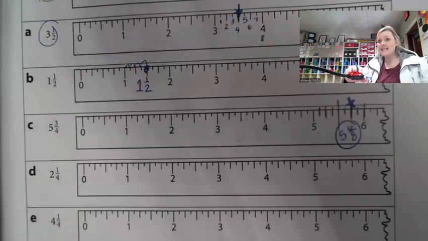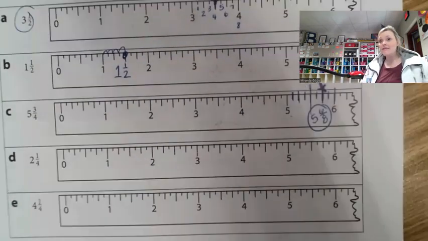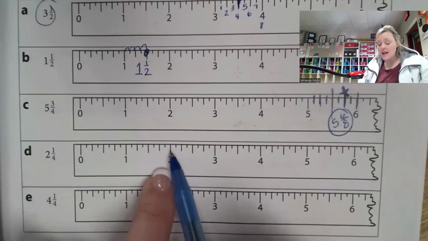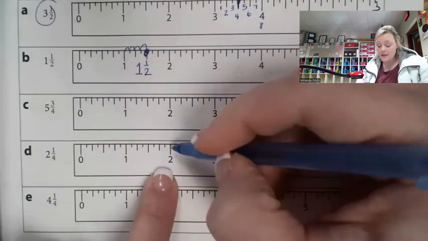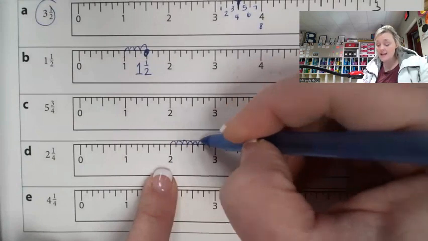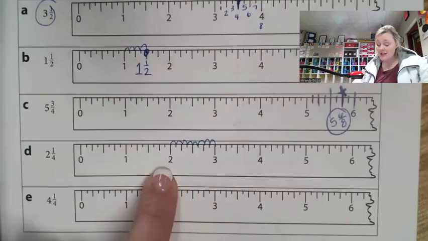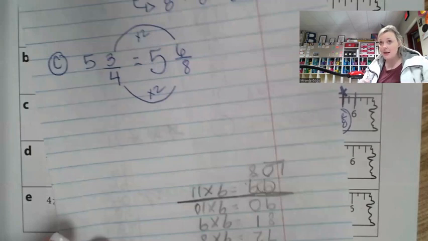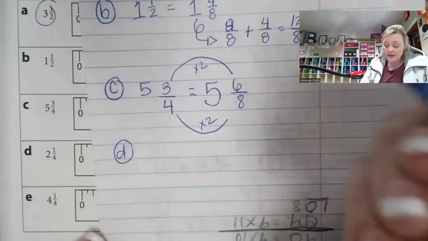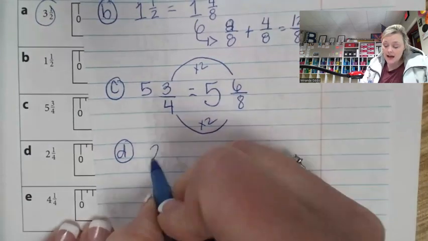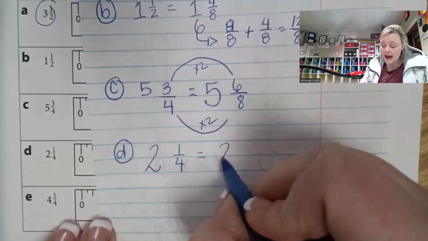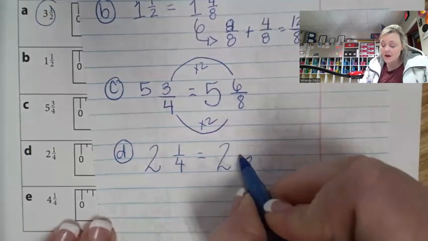All right, let's look at D. 2 1/4. 2 1/4. Well, let's count. 1, 2, 3, 4, 5, 6, 7, 8 again. So back to letter D on your paper. D looks like this. We're going to write 2 1/4, which is equivalent to 2 and how many 8ths?